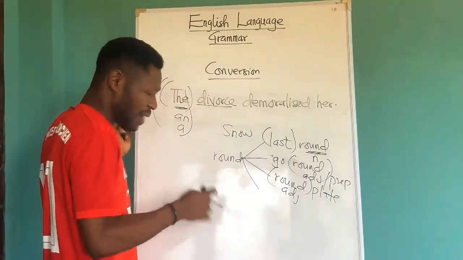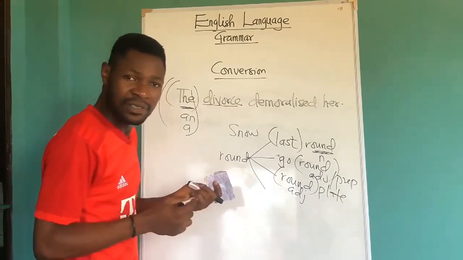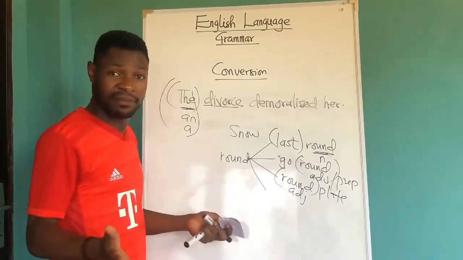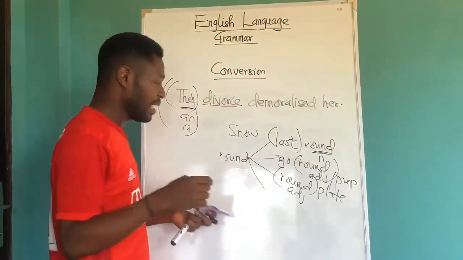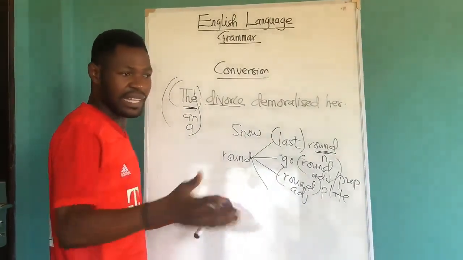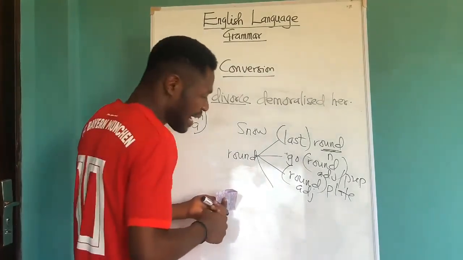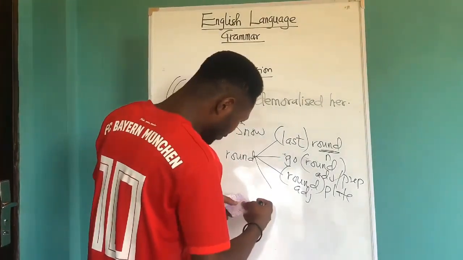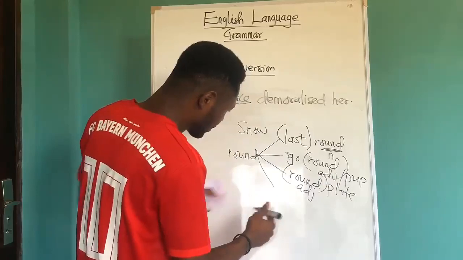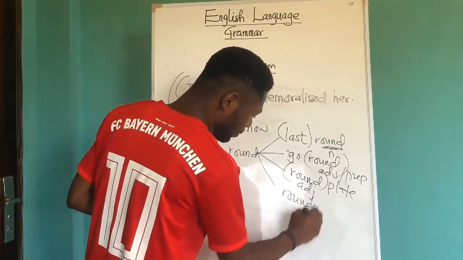So in a sentence, if you see round or you just hear the word round, would you say it's an adjective or an adverb? You cannot tell, because until you see it in a context, you cannot tell what it's doing and what it is. Alright, the last one has to do with round as a verb.